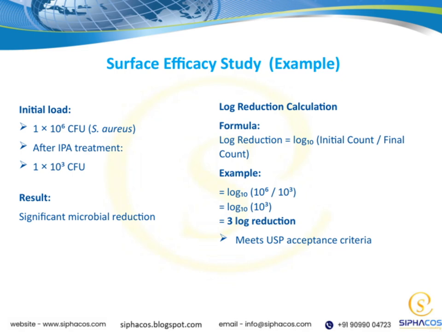Now, looking at our surface efficacy study example, initially, we had 1 million CFUs of Staphylococcus aureus. After applying our IPA treatment, the count drops to about 1,000 CFUs. This indicates a significant microbial reduction, which is a strong indicator of the effectiveness of the disinfectant. So, in summary, the log reduction helps us quantify how effectively a treatment decreases microbial load, and in this case, it confirms that our process meets the required standards.